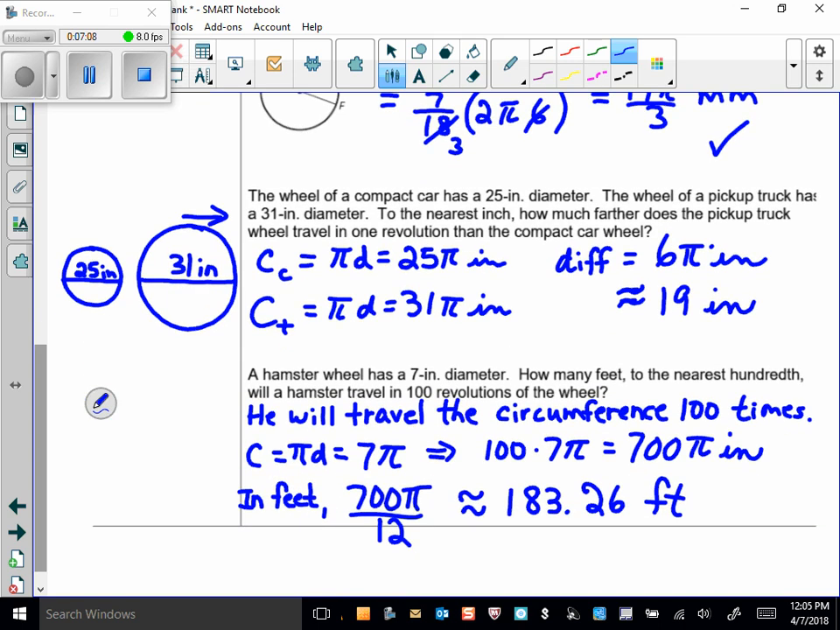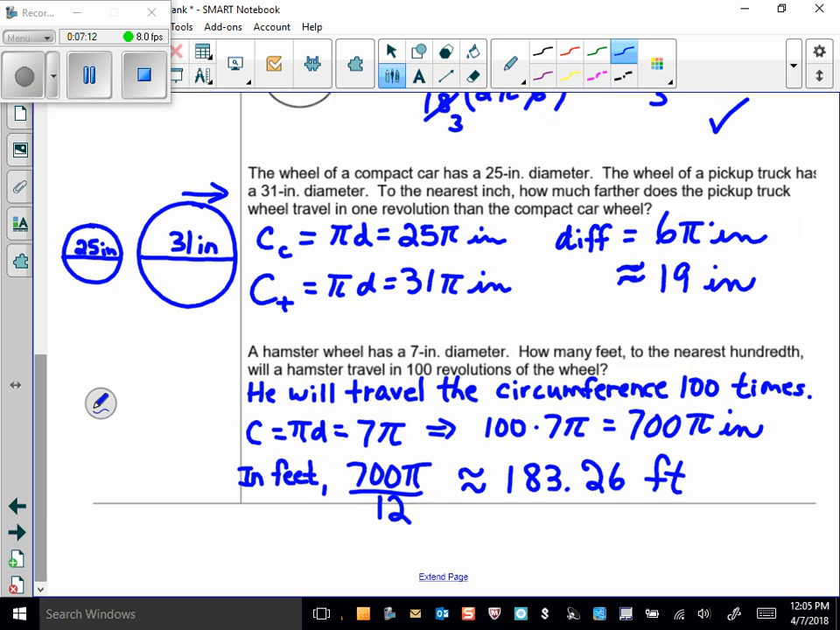Okay, I think I did the next one, the compact car and the truck. So the last one says I got this hamster. He's got a wheel with a 7-inch diameter, and as you know, those hamsters get on there and they just run and run and run. I'm wondering sometimes if they realize they're not going anywhere. Nevertheless, we want to know how many feet the little guy's going to go if he does 100 revolutions on that wheel. So what we know is we got to find the circumference, multiply it by 100.